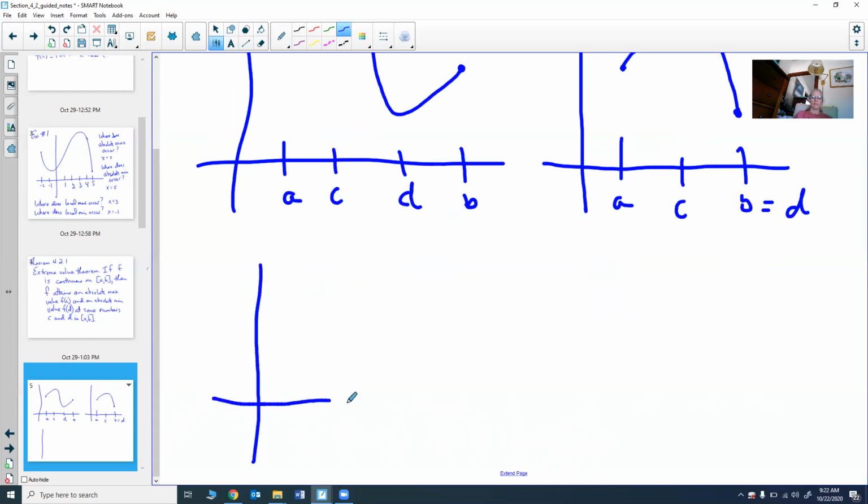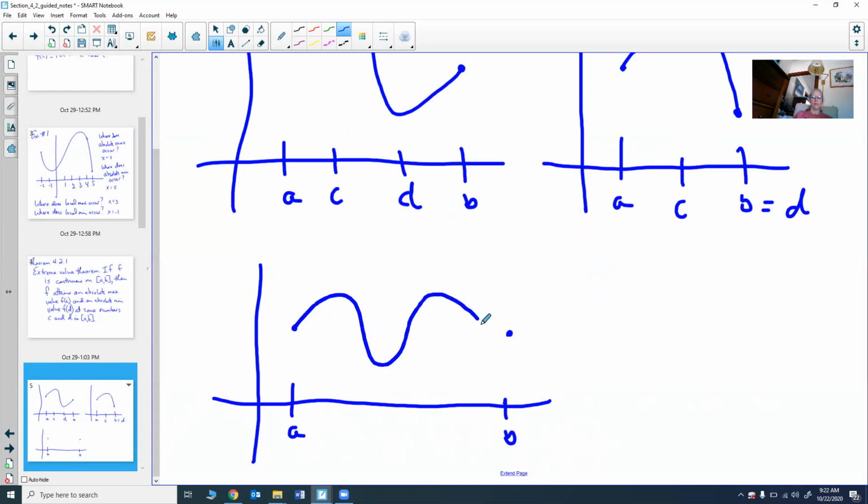One more graph I want to look at. Again, I'm going to have some point here A and some point here B. And I'm going to come up. I'm going to go down. I'm going to come up. I'm going to go down and I'm going to hit B. I messed up my B a little bit.